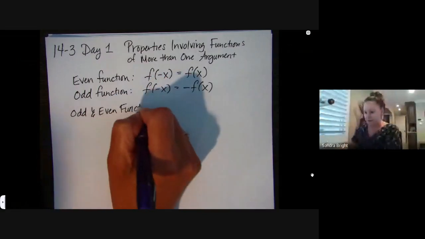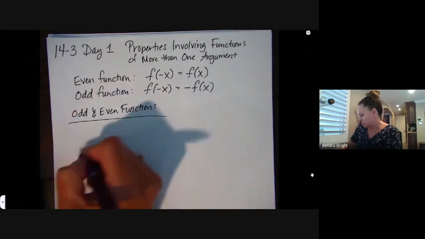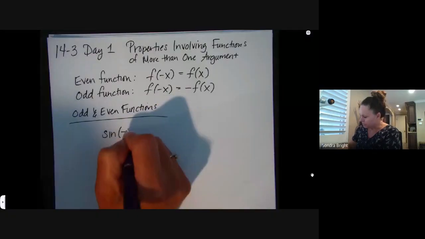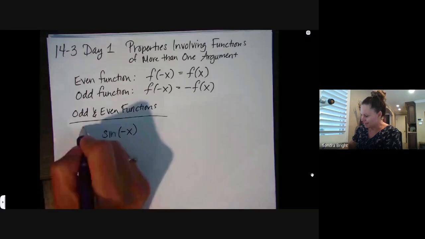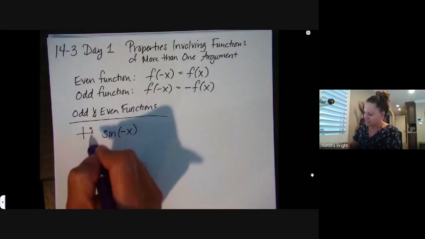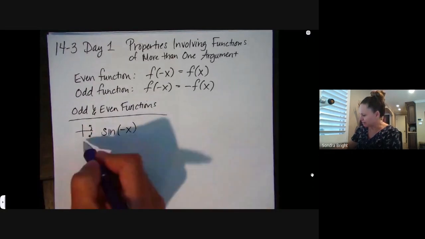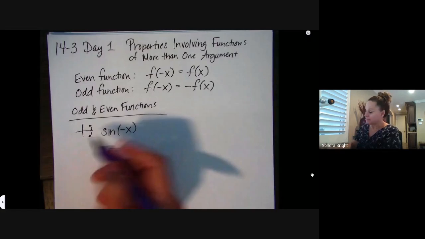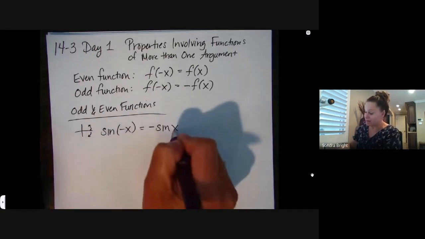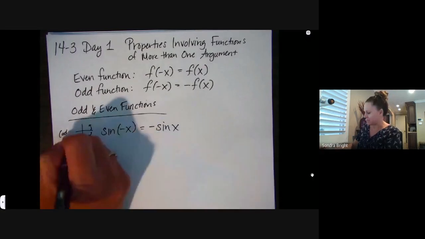All right, so what we know is sine of negative x, right? If this is x, this would be negative x, when you're talking about a negative angle. And the sine is negative down here. So this is equal to negative sine of x. And that means that sine is actually an odd function, because when you plug in a negative x, it ends up being a negative sine of x.